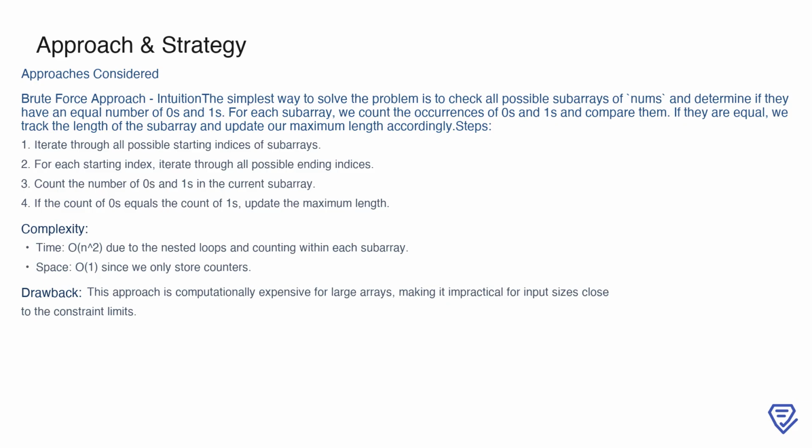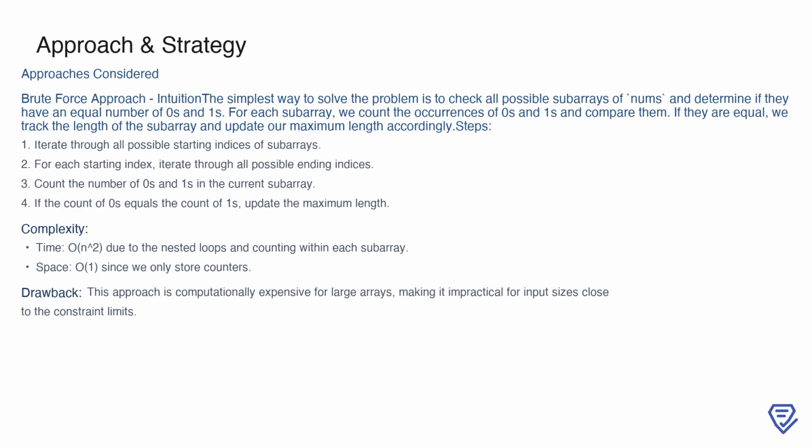The steps are simple. First, iterate through all possible starting indices for subarrays. For each starting index, iterate through all possible ending indices. Then, for each subarray, count the occurrences of zeros and ones. If the counts match, we update the maximum length accordingly.